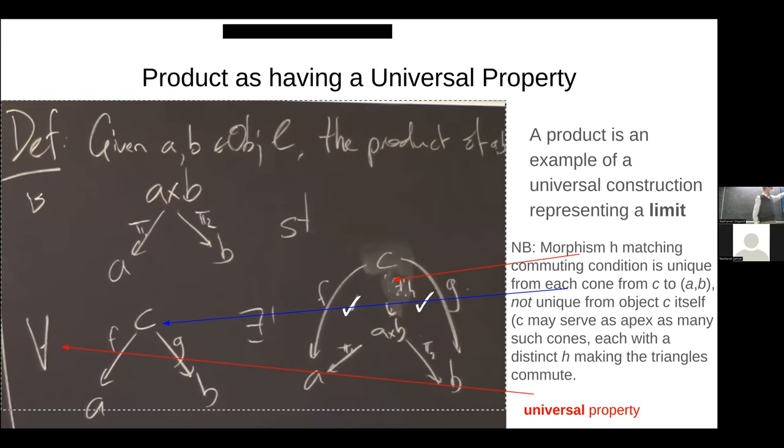So let's take 3 and 2. We're looking for something that's upstream of 3 and 2. Then every other number that has a morphism to 3 and to 2 has to go through this number. 2. Good. How about for 4 and 3? 3. Good. How about for 3 and 3? 3. How about for 0 and 2? 0. So what is it? It's the minimum. The product is the minimum. And as we'll see, the co-product is the max.